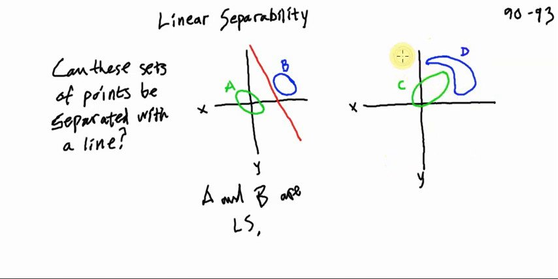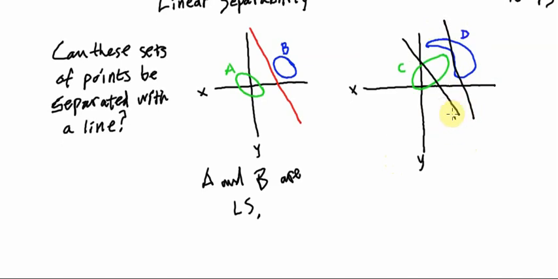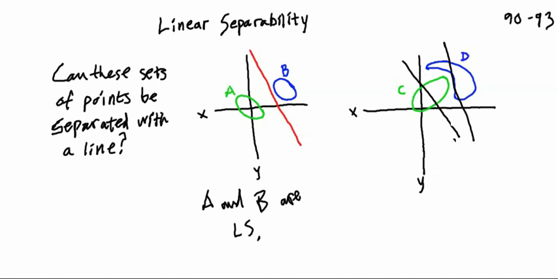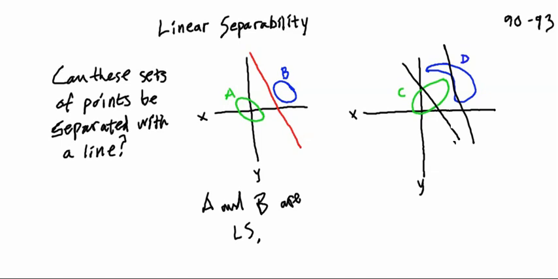I'll draw some bad lines, right? These are bad lines. They don't do anything. So we don't like those. Hey, still learning, people, how to do all this. So that's not going to work, and this isn't going to work. And so, of course, C and D are not linearly separable, all right?